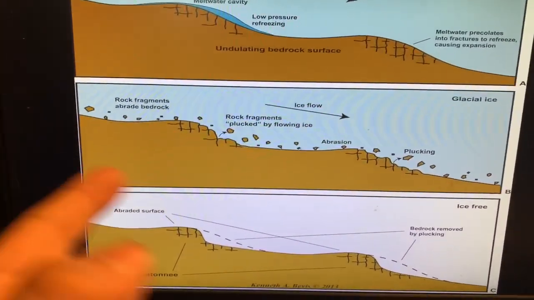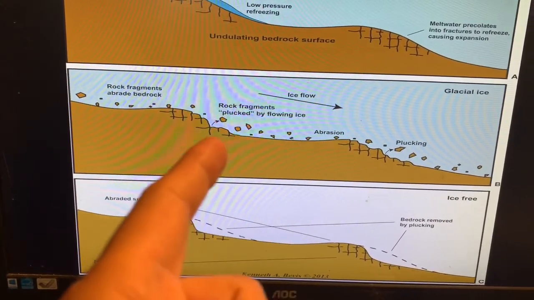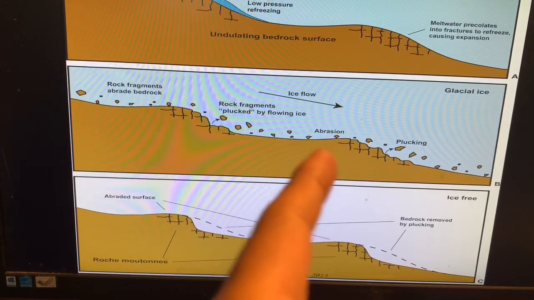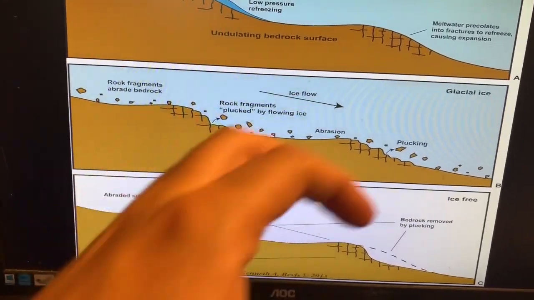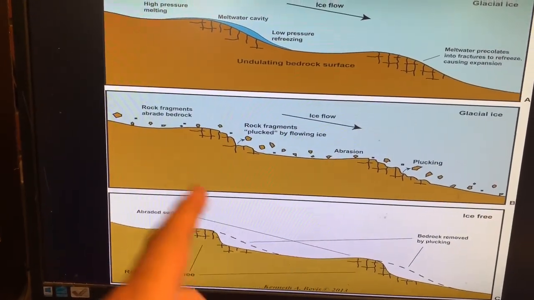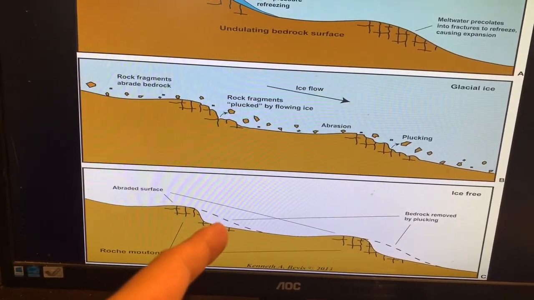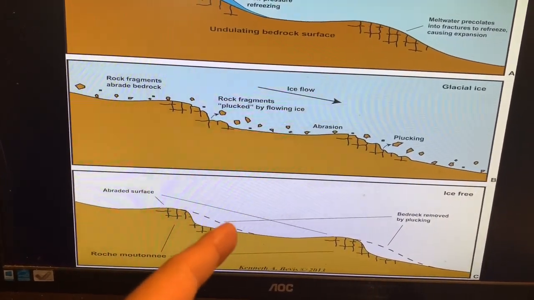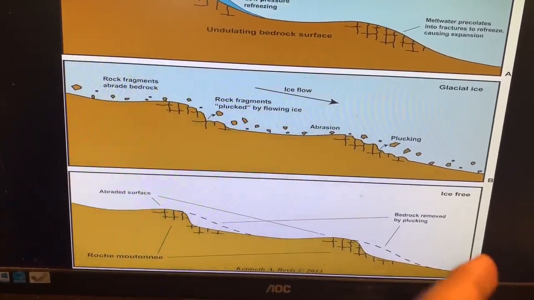And also those rock fragments are going to help with the abrasion. You can actually see it right there. These rock fragments are going to drag along this. You can see that sometimes in rock that's had glaciers go across it. It looks like it has scratch marks because of all these rocks that got plucked and got stuck in the ice, and it's going to move them downhill. Eventually what you're going to end up with is this area. This area is abraded and eroded. There used to be rock here. It's no longer there. It got eroded and carried away.